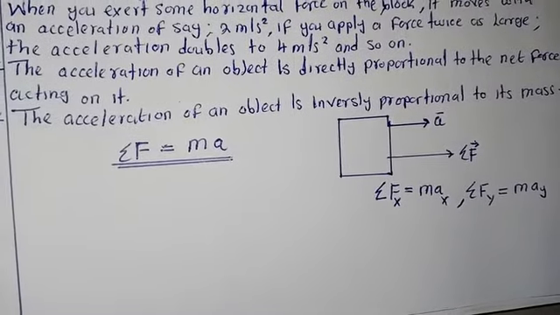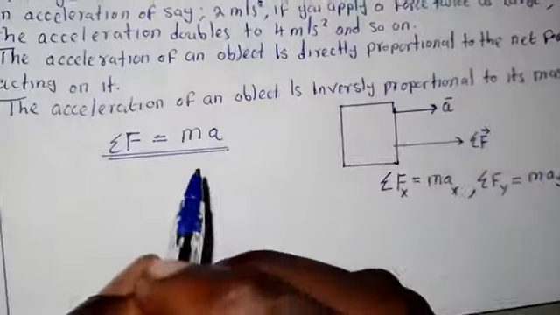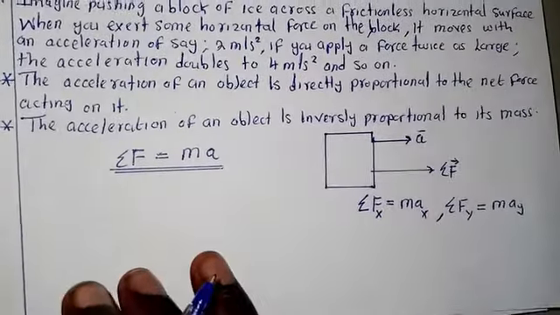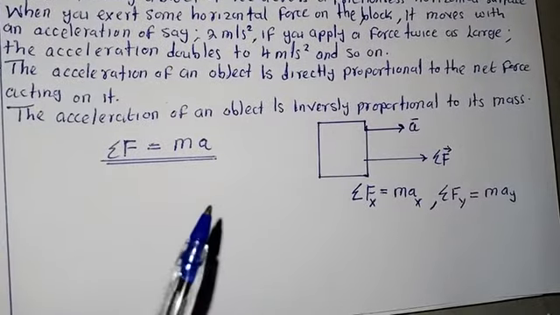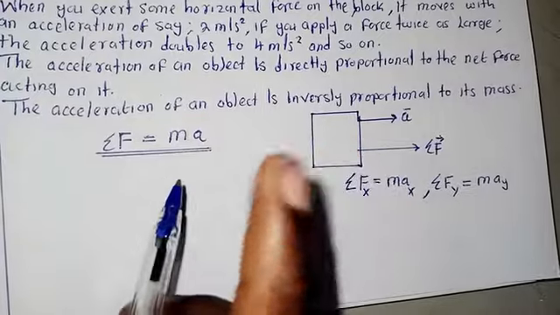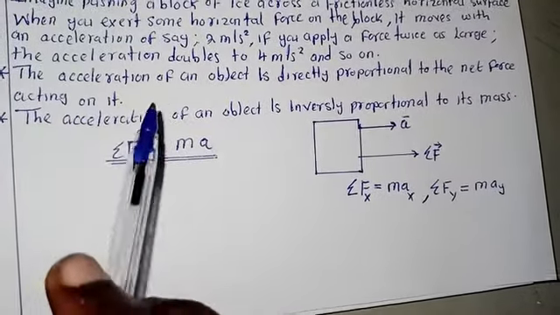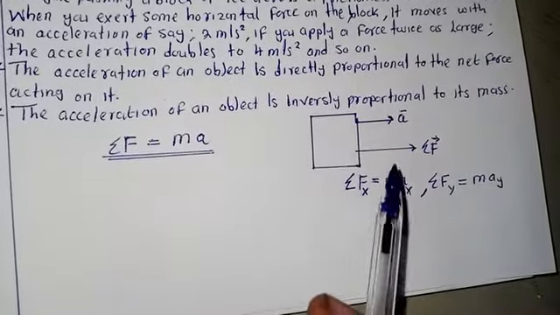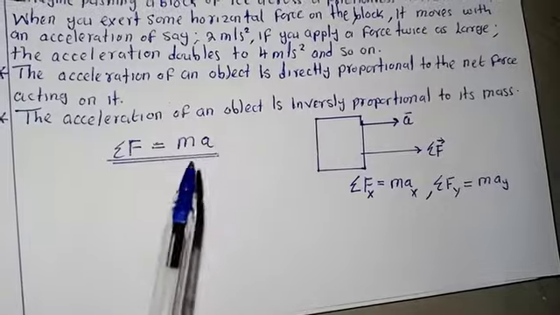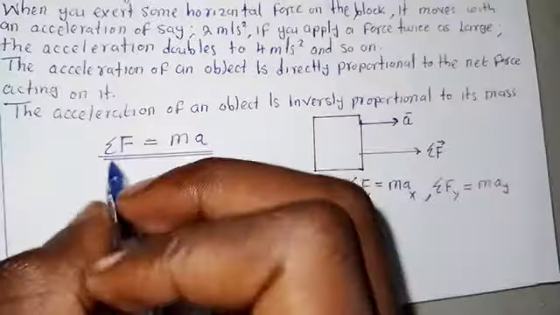Why do we say so? It's because when you're pushing an object, remember that object has got mass, and at the same time that object is accelerating. It's feeling some acceleration. Therefore, force is directly proportional to both the mass and the acceleration. Now, there is a point we raised here. We're saying that the acceleration of an object is directly proportional to the net force and inversely proportional to its mass. Now, what do we mean by that?